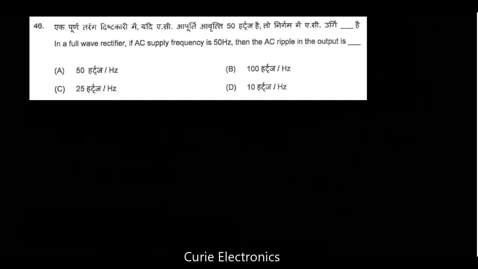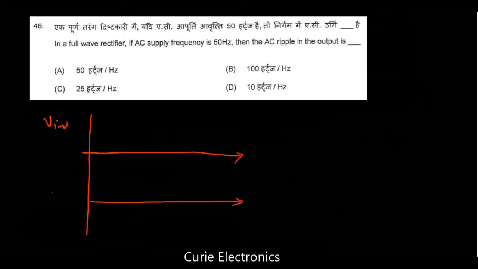In a full wave rectifier, if the AC frequency is 50 hertz, then what is the ripple frequency in the output? Let's take this as V in and this as V out. Here we are giving the AC. This is one full cycle. The frequency we are giving is 50 Hertz, and it's a full wave rectifier.